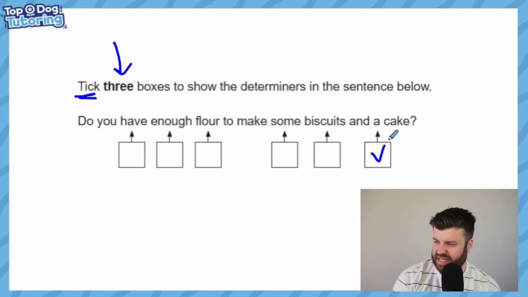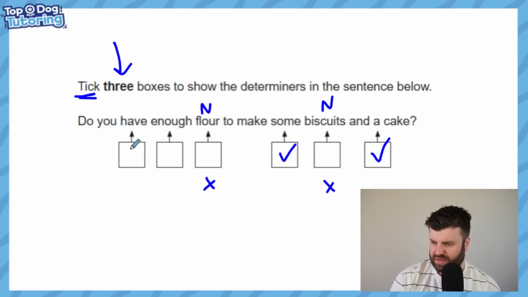Well, straight away, let's tick A for cake. Now, biscuits is a noun, so I'm not going to tick that box. But because it's a noun, before it, the word some quantifies how many. So that has a determiner. Let's tick it. Now we have enough and flour. Well, flour here is a noun, so it's not that. Have, that's a verb. That's like a being word. Like, do you have this? So it's not this either.